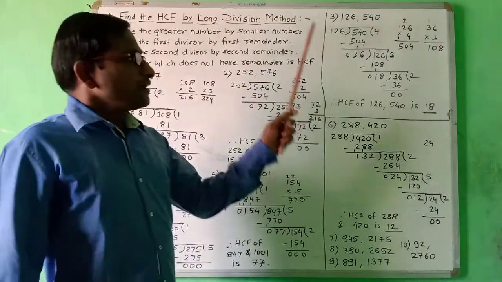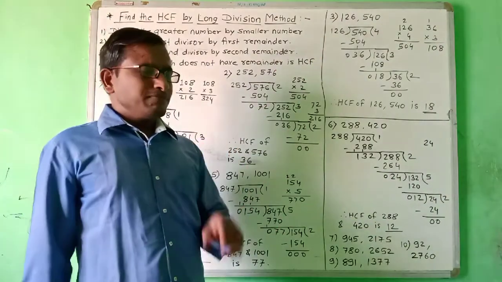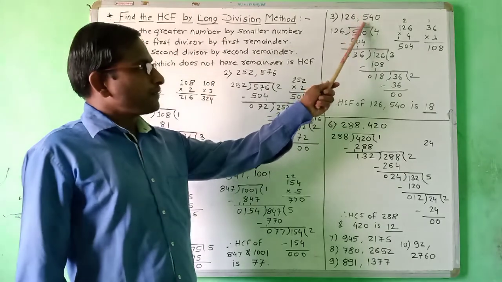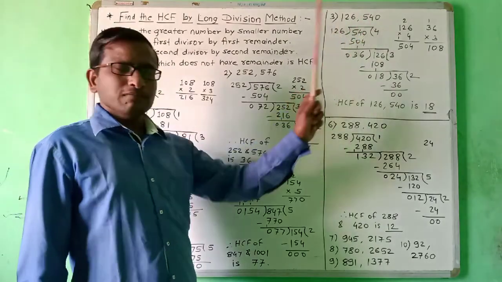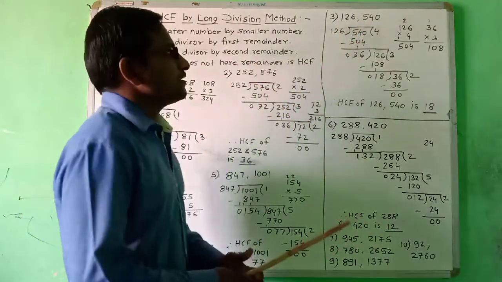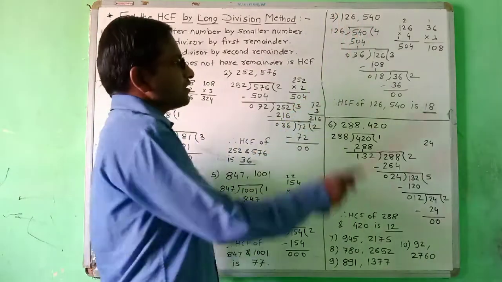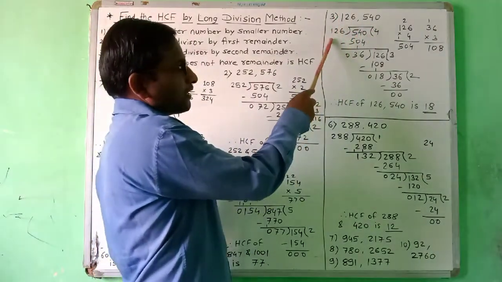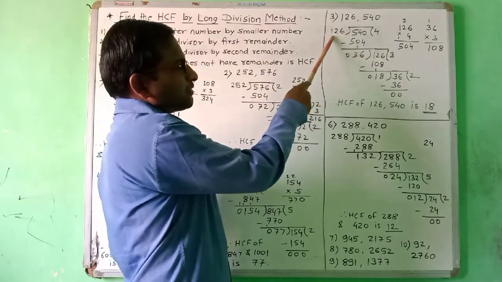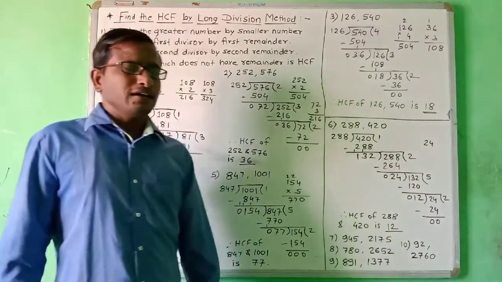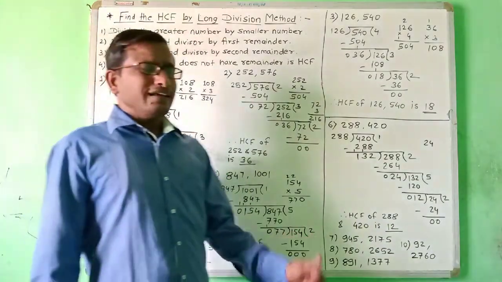So again, in your first step, you find the greatest number and smallest number. The greatest number is 540 and the smallest number is 126. So 540 divided by 126. Write it down in this way. In the 126 table, you find the value 540 or less than that value.